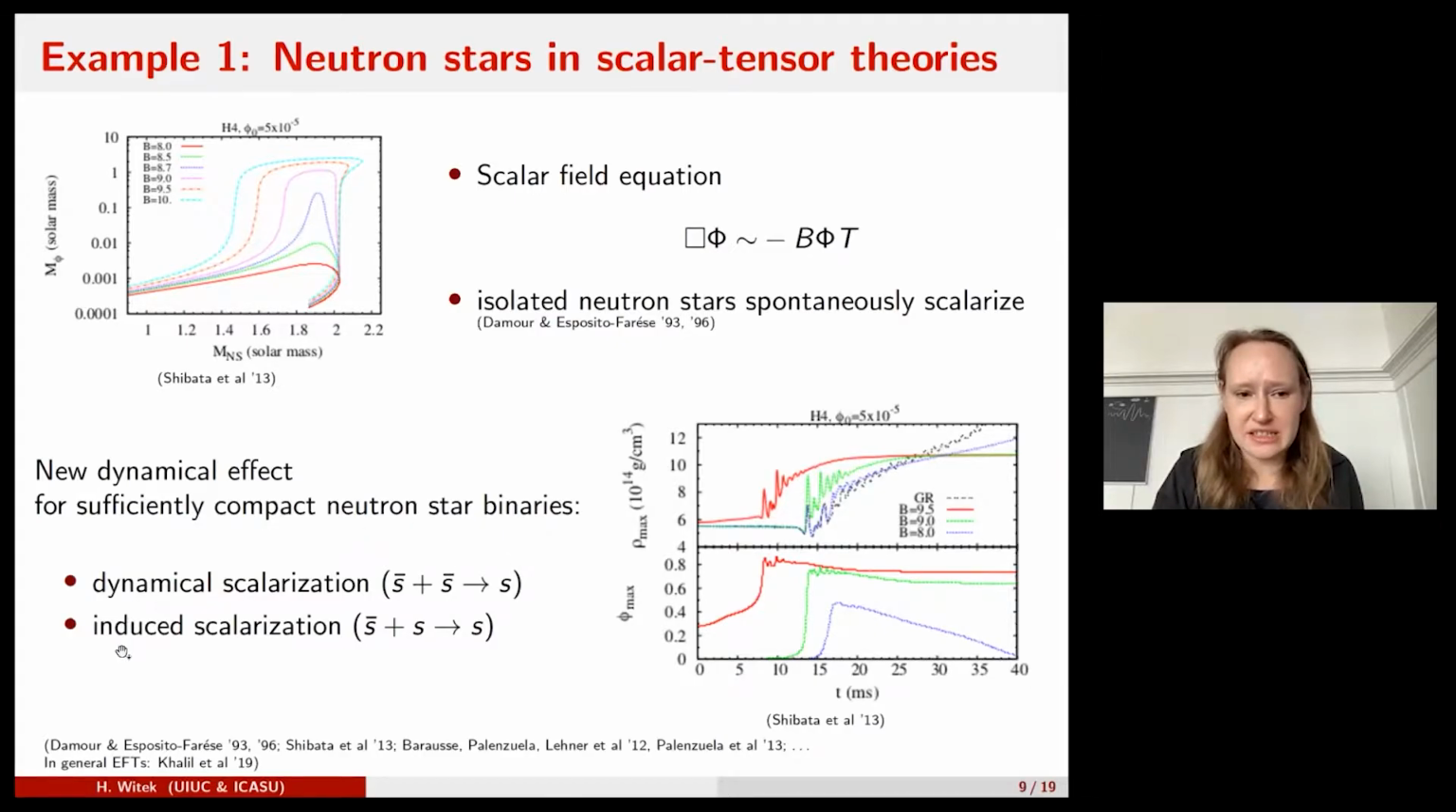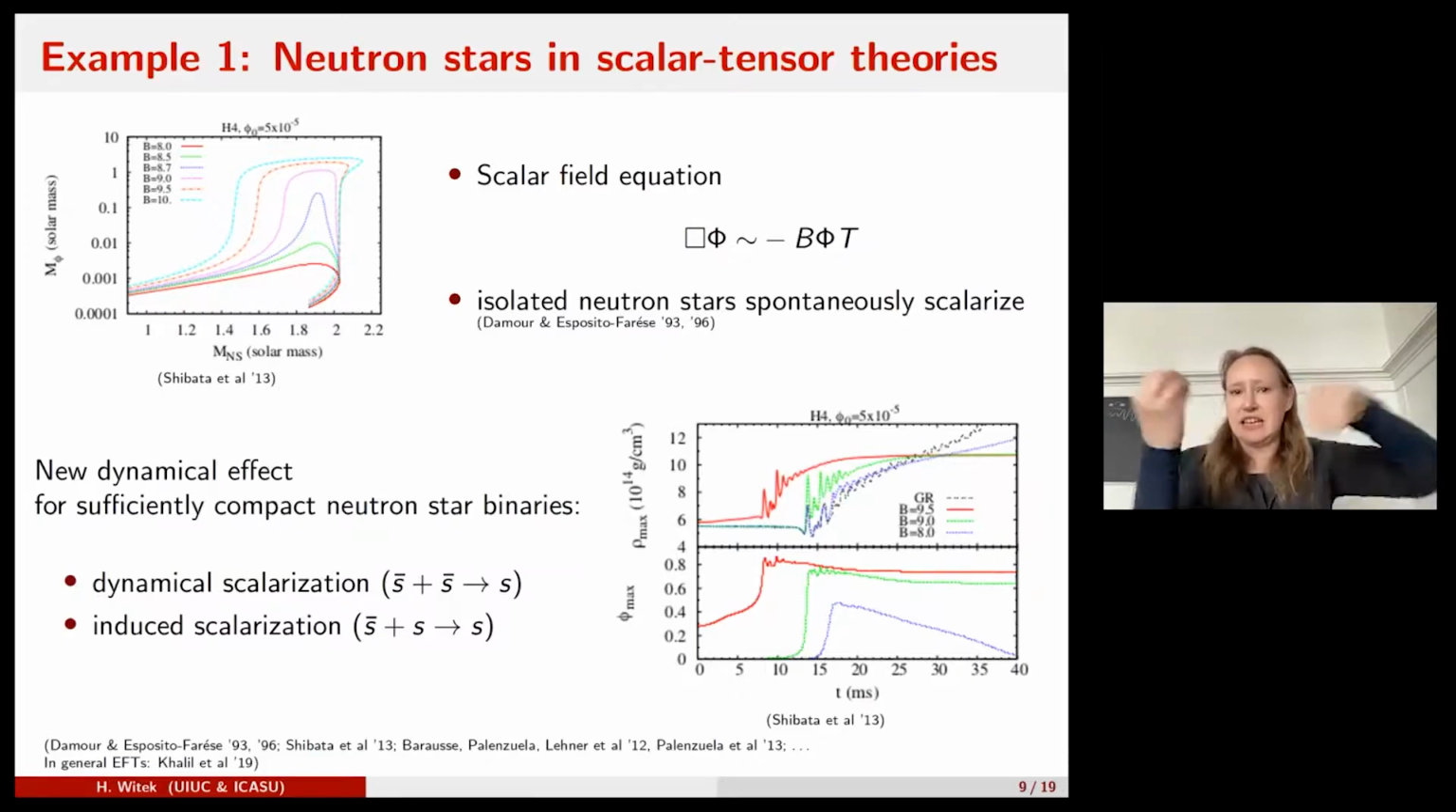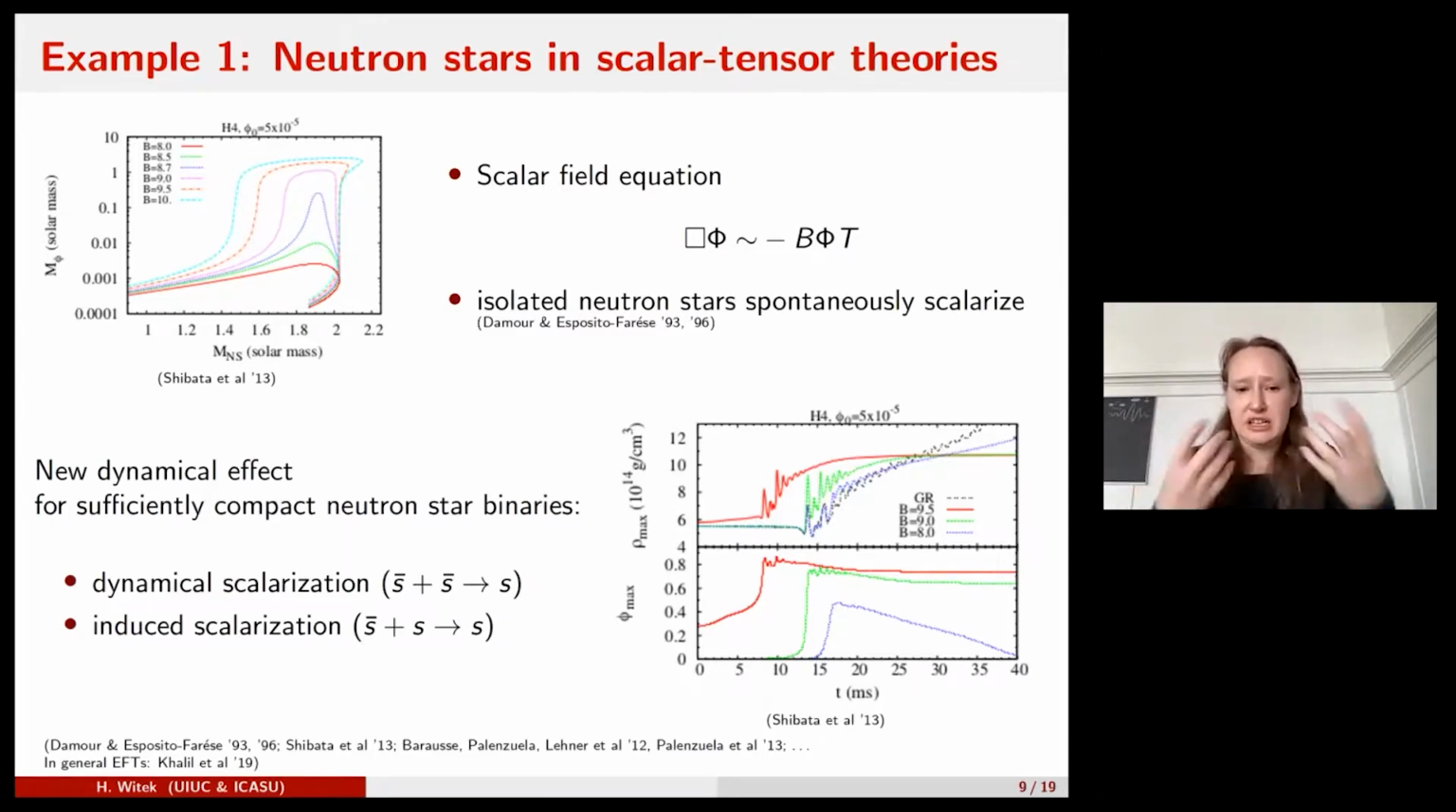The second scenario that you might have is a neutron star that is not scalarized, S bar here, and one neutron star that is scalarized, and again, as the binary becomes sufficiently compact, you induce a scalarization in the companion, and your final object is scalarized. Again, this is shown here on the left, where the GR evolution is in black. This is the maximum density for the neutron stars, and the scalar field here at the bottom. Of course, in general relativity, the scalar field is not excited at all, whereas if you increase this coupling value here, this beta, the scalarization may happen earlier and earlier.